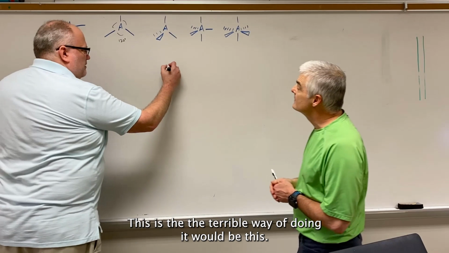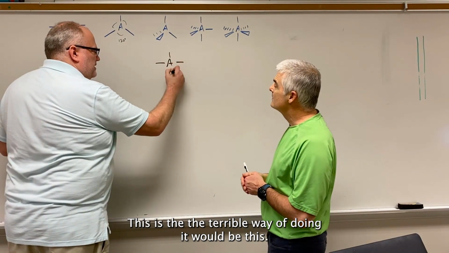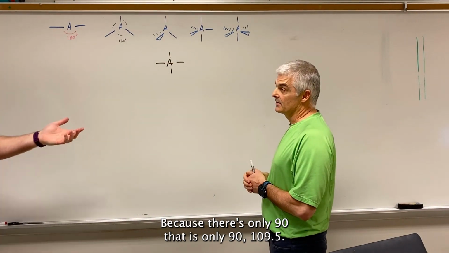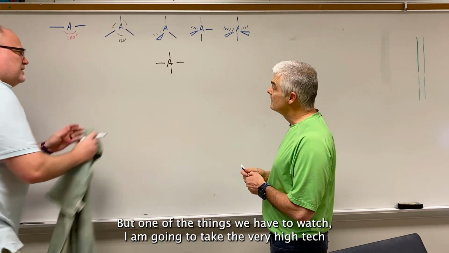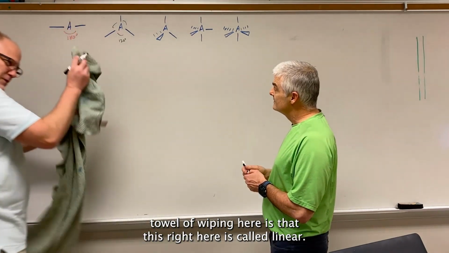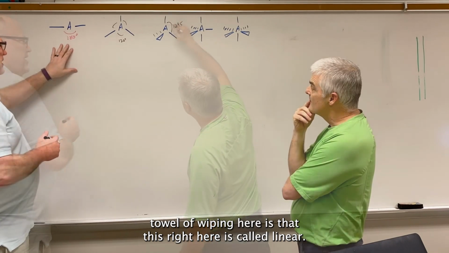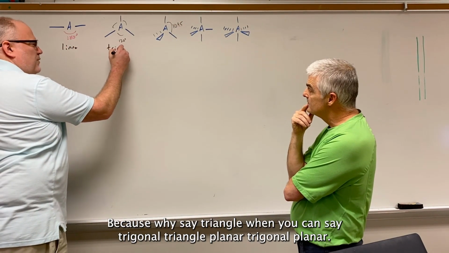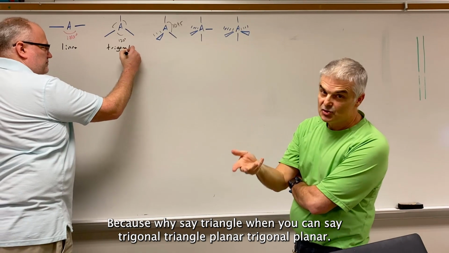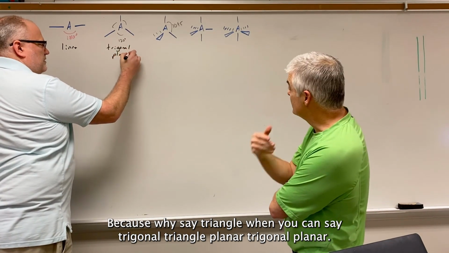And remember, the terrible way of doing it would be this, because that's only 90 degrees. But 109.5 is better. One of the things we have to watch today is that this right here is called linear. This right here is called trigonal planar, because why say triangle when you can say trigonal? Trigonal planar.